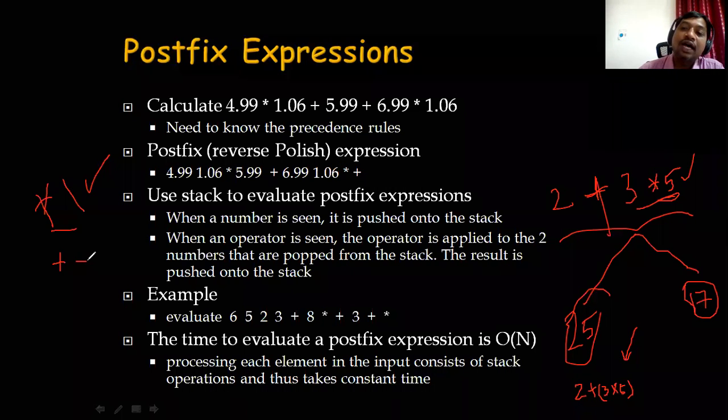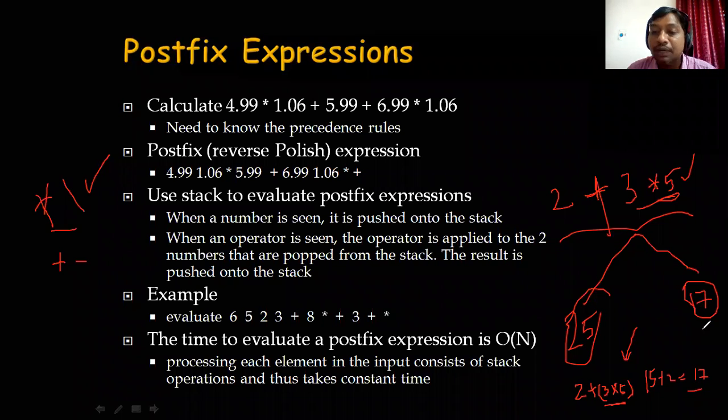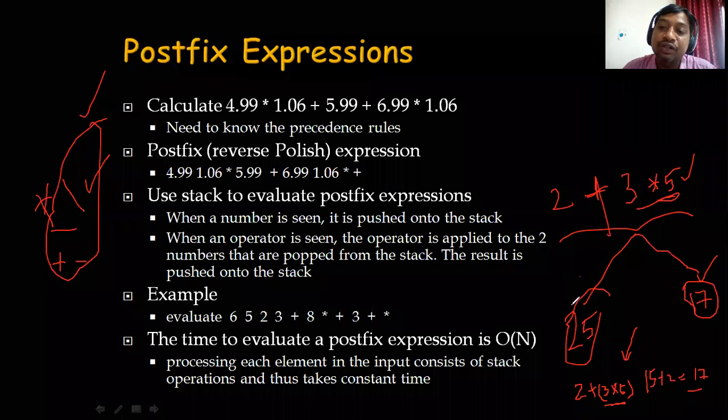As far as our example is concerned, star has higher precedence than plus. If that is the case, then this will be performed first. 3 times 5, that is 15, will be performed first. Then the addition will take place, that is 15 is added to 2. So ultimately we are getting 17. So if you apply these precedence rules, this is going to be the right answer, and you have to ignore the other interpretation of the expression.